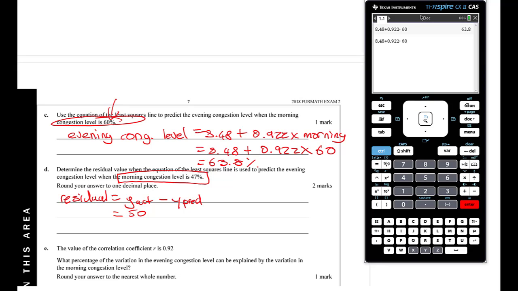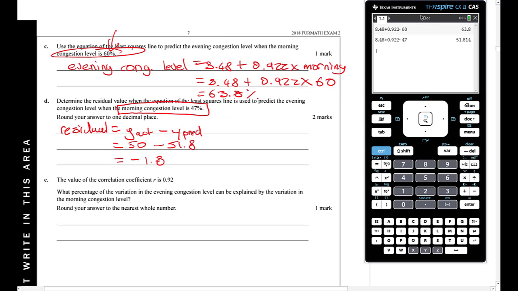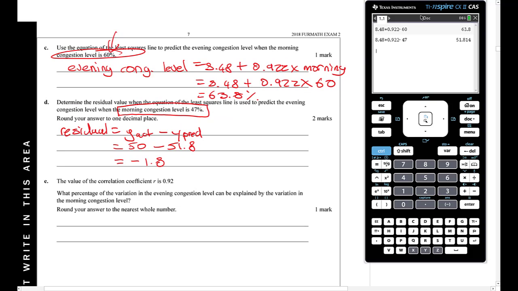Now, I just did a little cheat way there on the calculator, just so I don't have to type it all out again, because it's the same equation. I'm putting in 47. This is the predicted value, using your regression line, and I get 51.8. So my residual is 50 minus 51.8, which gives me minus 1.8. So that would be your residual.